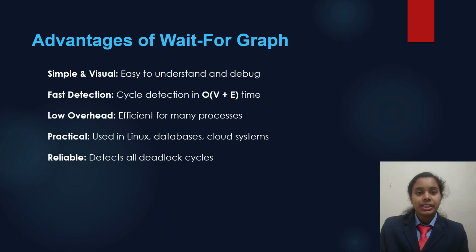Advantages of wait for graph. It is simple and visual, that is easy to understand and debug. Fast detection, that is cycles are detected using low time complexity. Low overhead, that is effective for many processes. Then practical, used in Linux, databases and cloud systems. Then it is also reliable, that is, it detects all deadlock cycles.